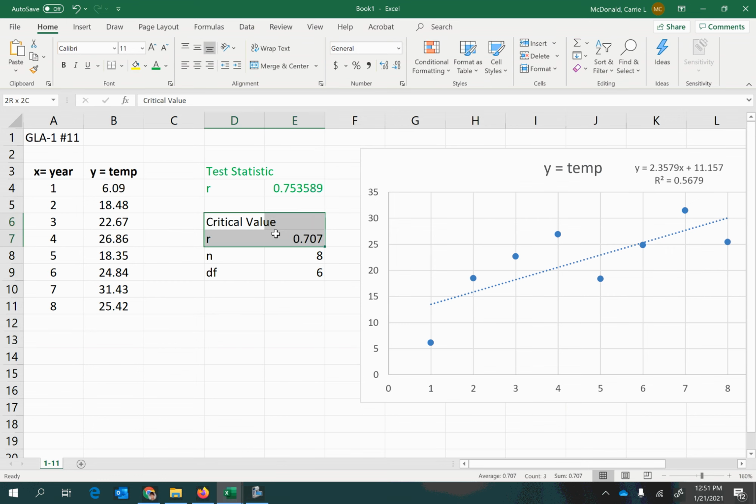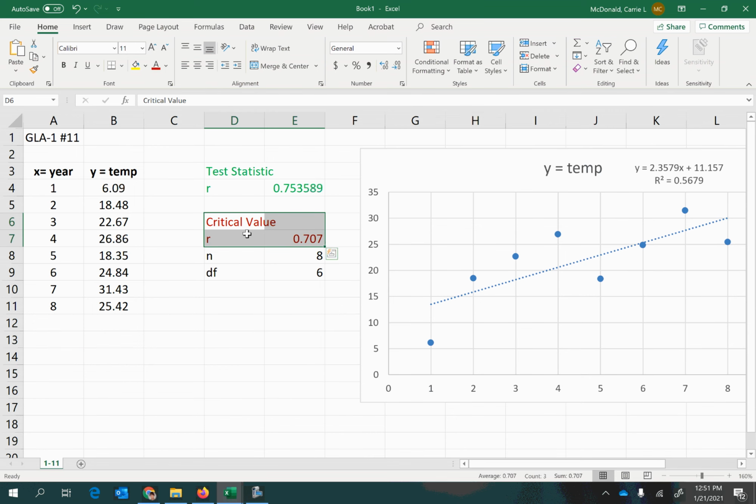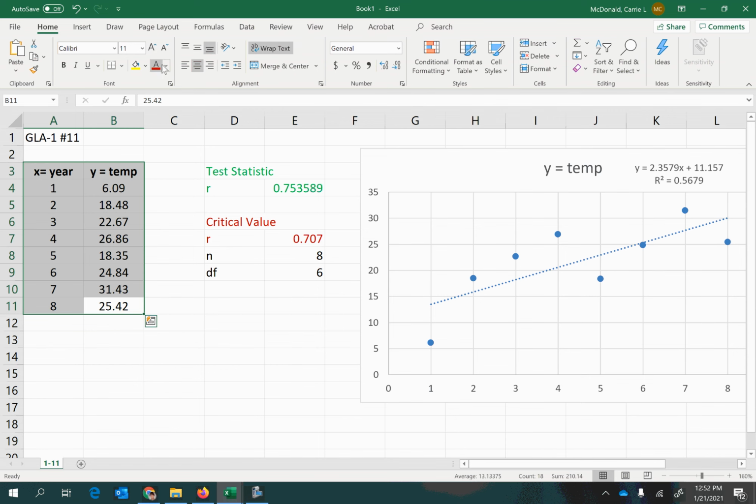All right, so our critical value, I usually color code it in red just to keep the two R values separate in my mind. Green I usually use to indicate it came from the sample, and red I use to indicate that it's my critical, my comparison value that I have to meet or beat. All right, so now that we have that, we're comparing this value from the data to this value. And we need to see that we have stronger correlation in our data than the minimum requirement.